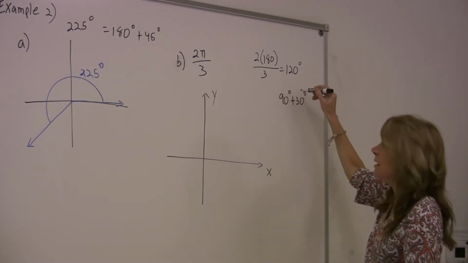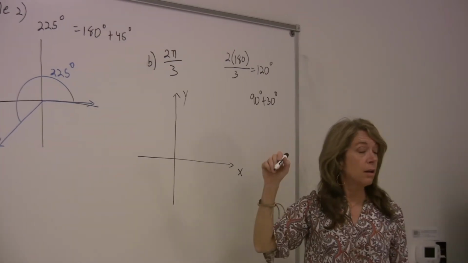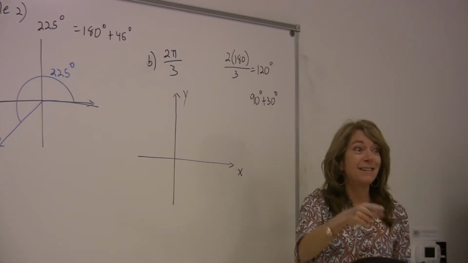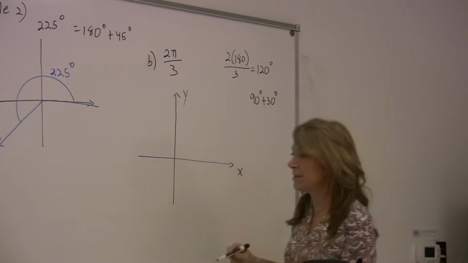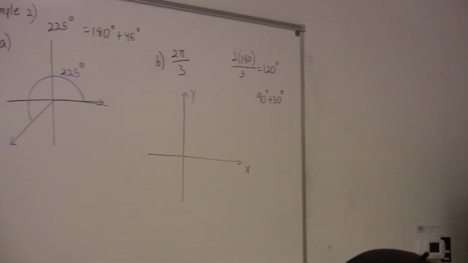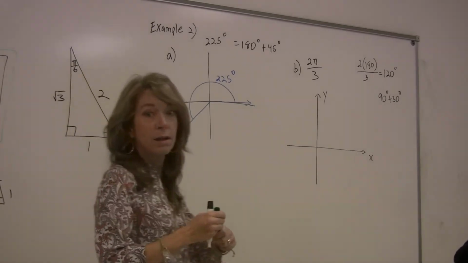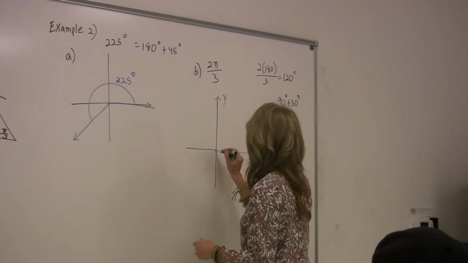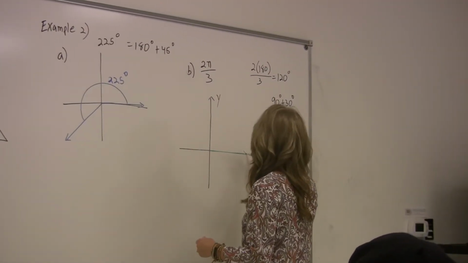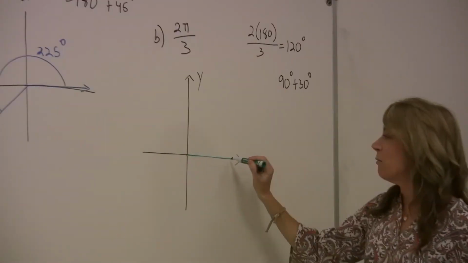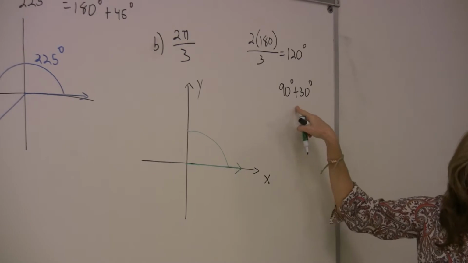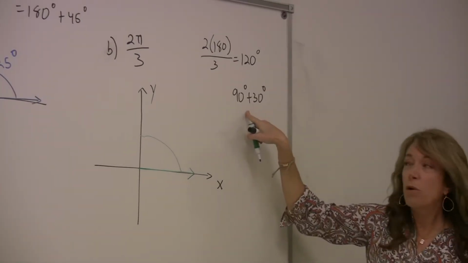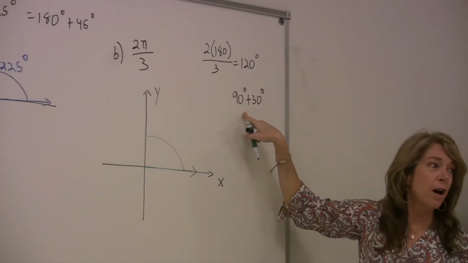Why does she want to do 90 plus 30? You know where 90 is. I mean, that's really what it is. Take what you know and build from that. So if we start here and we go to 90, we have to go 30 more. Now 30 more from there is how far?